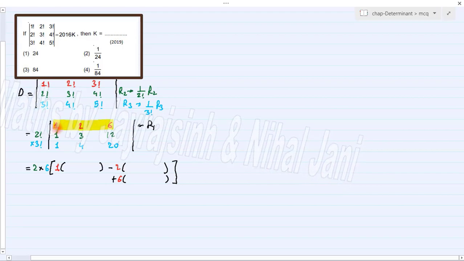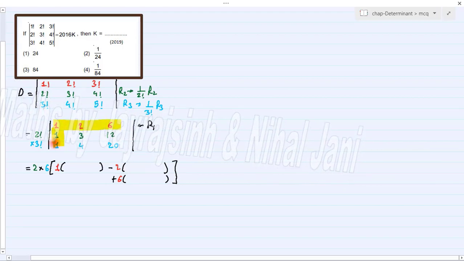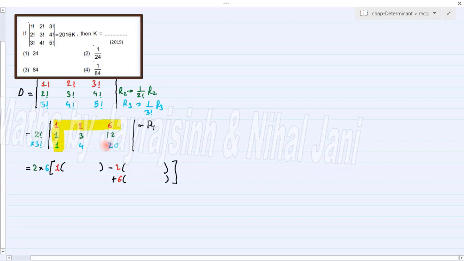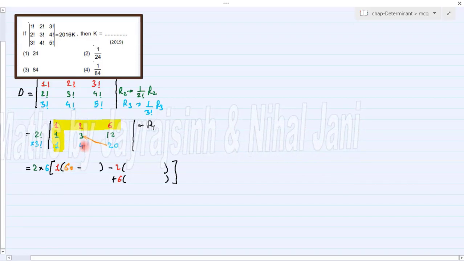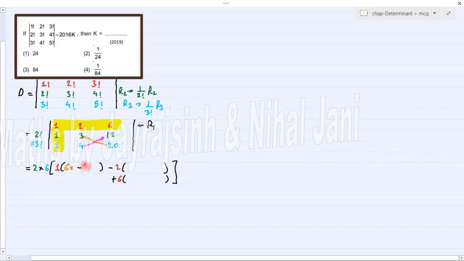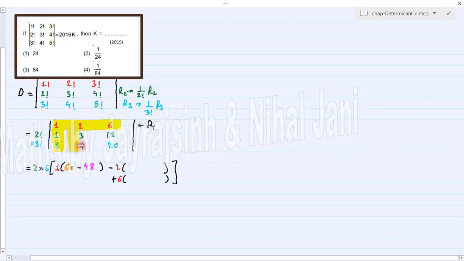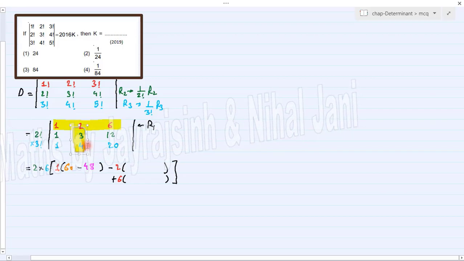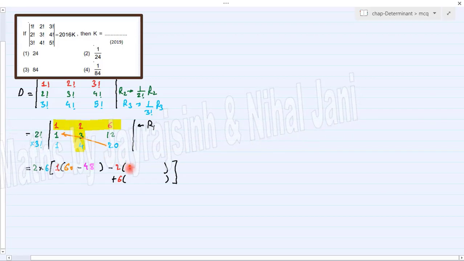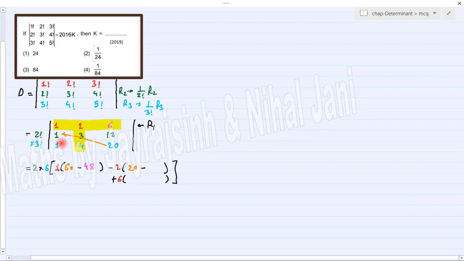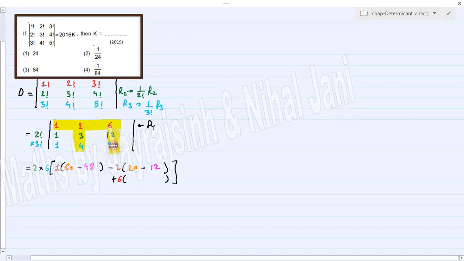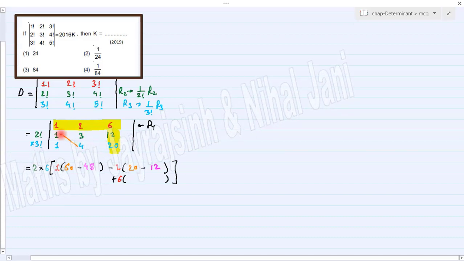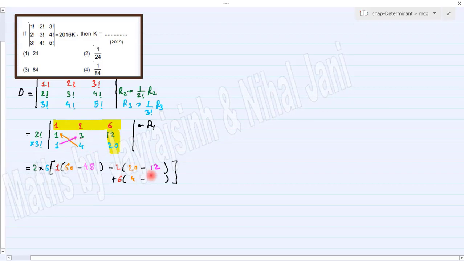The minor of the first element will be obtained by ignoring the first row and first column. So we have to cross multiply 20 with 3, which gives us 60, minus 4 12s are 48. Then the minor of the second element will be obtained by 2 1s are 2, 20, minus 1 12s are 12. And the minor of the last element will be obtained by 4 1s are 4 minus 1 3s are 3.